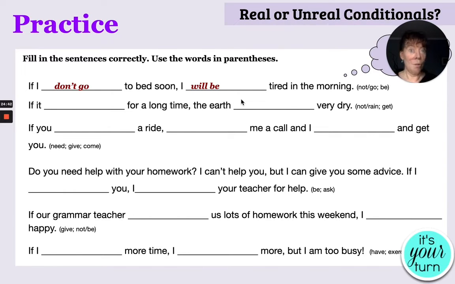Okay, future real. If it doesn't rain for a long time, the earth gets very dry. This is always true. It always happens, right? So two present tenses. If you need a ride, give me a call and I will come and get you. Give me is the imperative, and this is the promise, I will come. Okay, it's a future real.